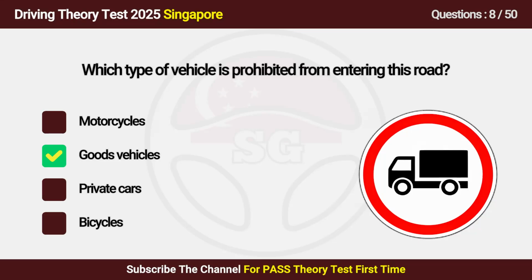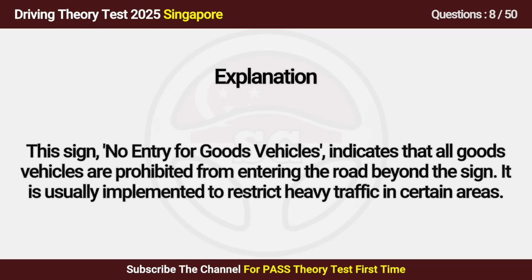Answer is B. Goods vehicles. This sign, "No entry for goods vehicles," indicates that all goods vehicles are prohibited from entering the road beyond the sign. It is usually implemented to restrict heavy traffic in certain areas.